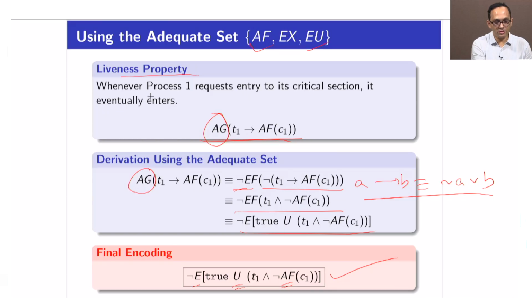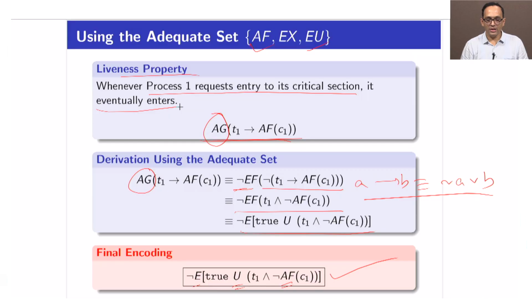What is this property? The property is that if process 1 requests to enter the critical section, it will eventually enter. So that means in all paths, globally, in any state wherever T1 holds, from there in all future paths C1 holds. So if I find some state, some combination where you request for T1 but never get C1, that is the counter example, right.